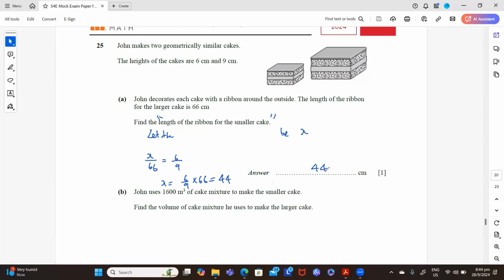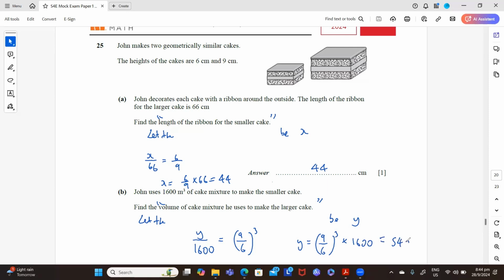Now, John uses 1,600 cm cubed of the cake mixture to make the smaller cake. Let the volume of the cake mixture he uses to make the larger cake be y. So write down y over 1,600 equals big over small this time around, just 9 over 6. Make sure you put the cube because you're dealing with volume. So y is simply 9 over 6 to the power of 3 times 1,600. You get 5,400 cm cubed straight away.